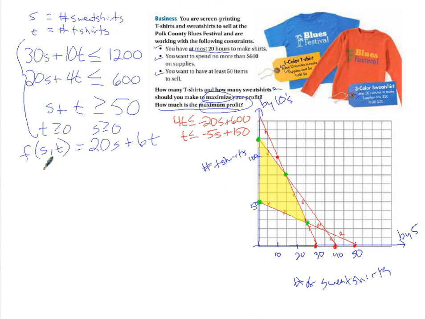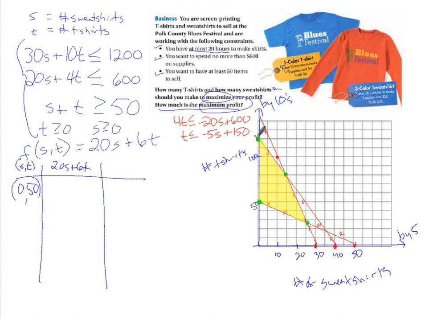First, let me get my table of values on here. I have my S comma T ordered pairs. I have my function 20S plus 6T. And right now I have 2 ordered pairs out of my 4 that I know for sure. I have this one, which is 0 comma 50. And I have this one, which was 0 comma 120. I have 2 more that I have to find using algebra.